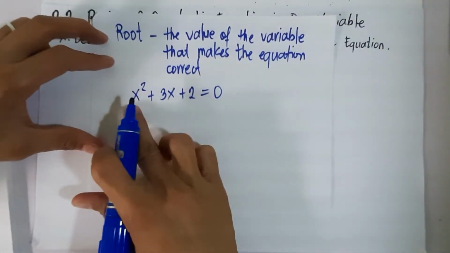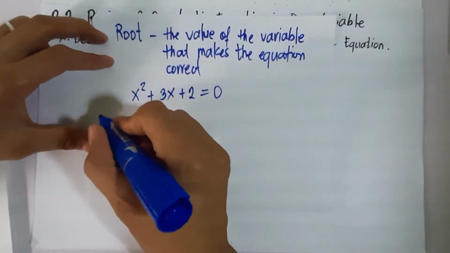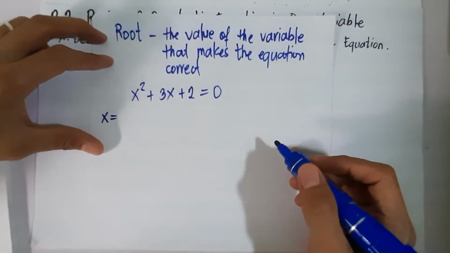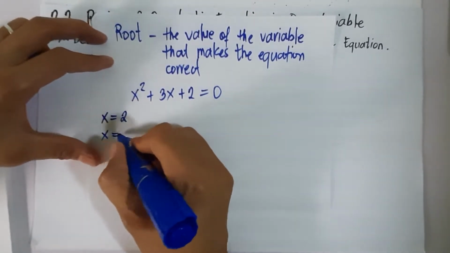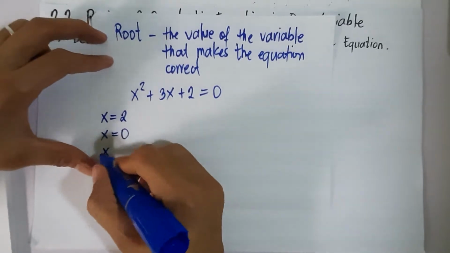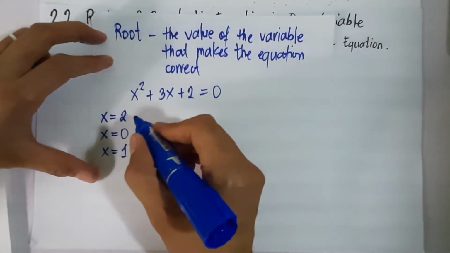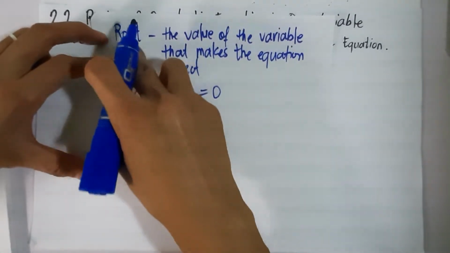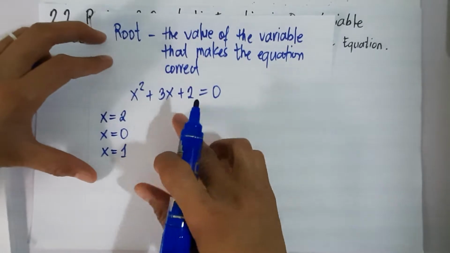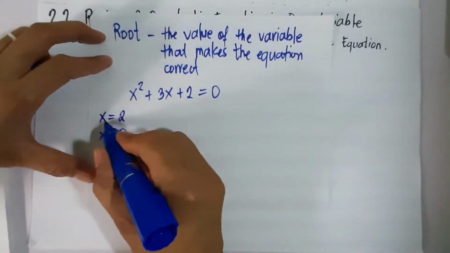What are the values of x that will make this equation correct? Let's try x is equal to 2, x is equal to 0, and x is equal to 1. To know if these values are roots, the values of x that make this equation correct, you just have to substitute. So, let's try x is equal to 2.